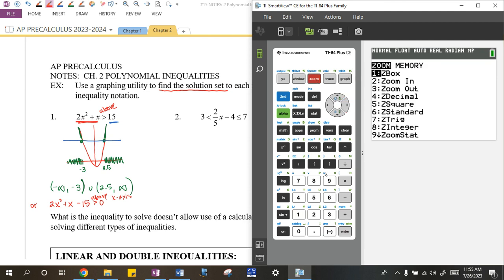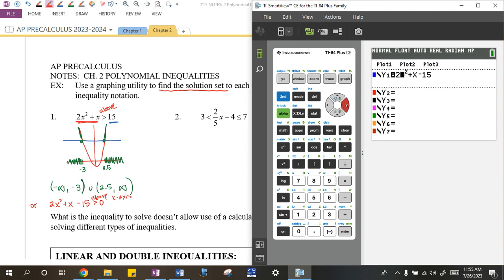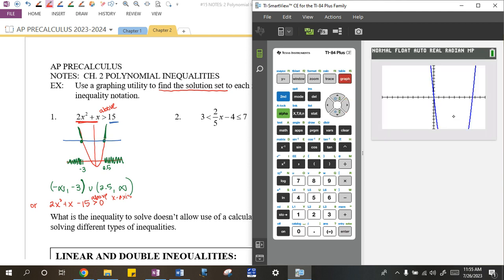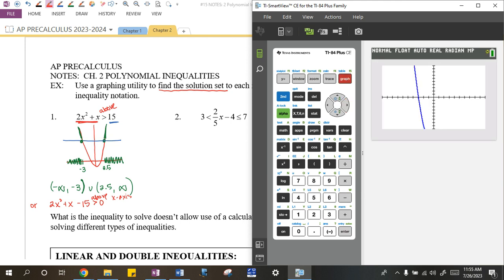I'm going to zoom 6 again because I don't necessarily need such a huge thing. So when is this graph above the x-axis? Oops. I noticed something was wrong because my answers should still be -3 and 2.5, and they were not. I typed in a negative instead of a minus. Whoops. Makes a difference. There we go.